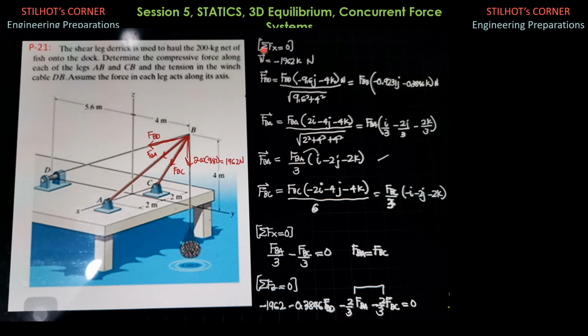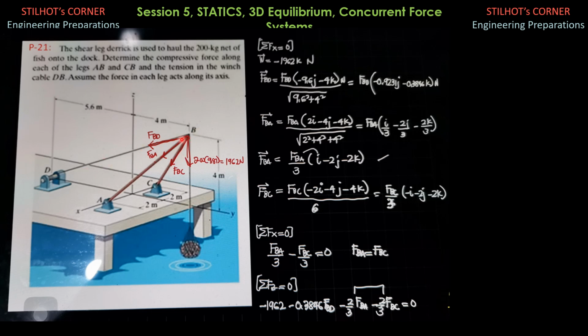So summation of forces in x equals 0. So the x-axis is the forward axis. So that, by the way, the weight is 1962 newtons, and in vector form it is negative 1962 k. It is towards the negative z direction. So negative 1962 k newtons.